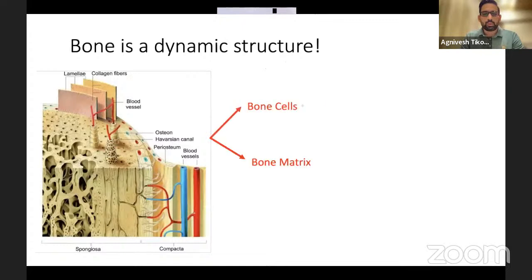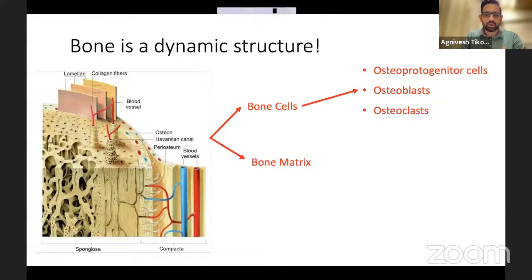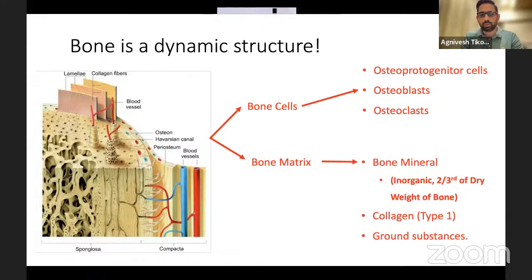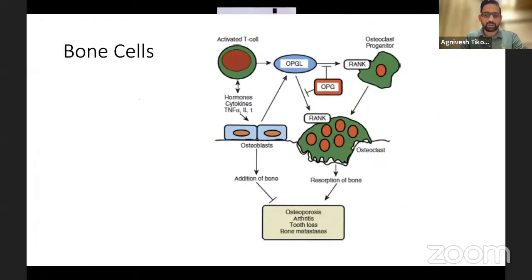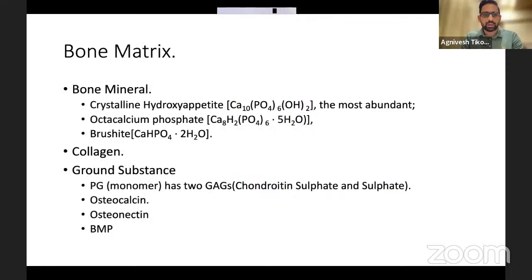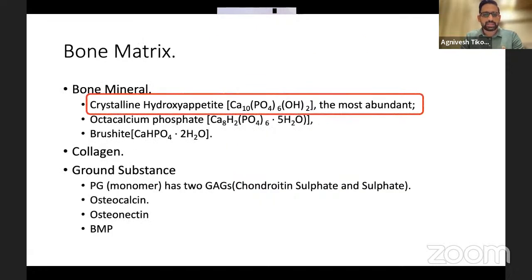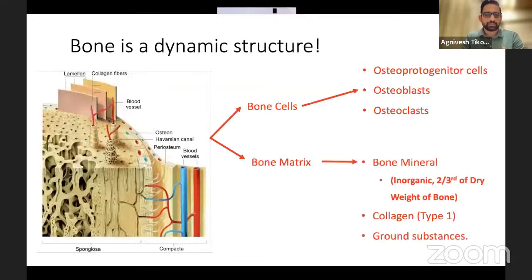So we know that bone is a dynamic structure and primarily has two components. One are the bone cells and second is the bone matrix. So bone matrix is basically primarily the mineral, which is 2/3 of the dry weight of the bone. The bone cells are osteoblast, osteoclast. We all know them. We have read about them. And bone matrix, as we discussed, is primarily the crystalline hydroxyapatite, the formula for which is an exam question, and you should remember it by heart.